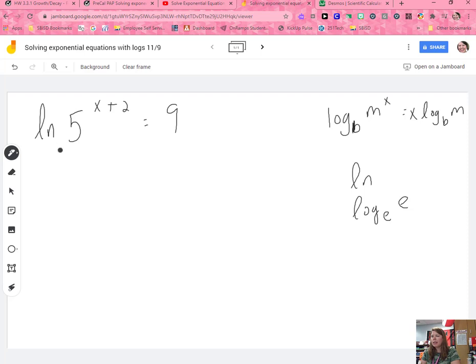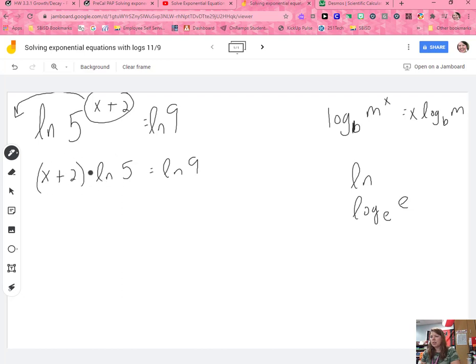So ln, not "in", ln, I'm going to take the natural log of both sides. Whatever I do to one side, I have to do to the other side. We're keeping our equation balanced on both sides. And so what happens here is this exponent comes down in front. So I have x plus 2 times natural log of 5 equals natural log 9. Well, this is just a number, this is just a number, and this is our equation that we're trying to solve for.